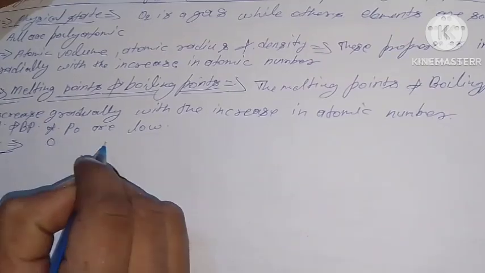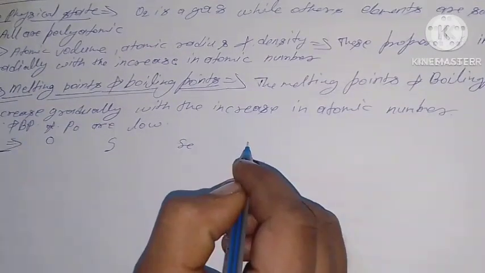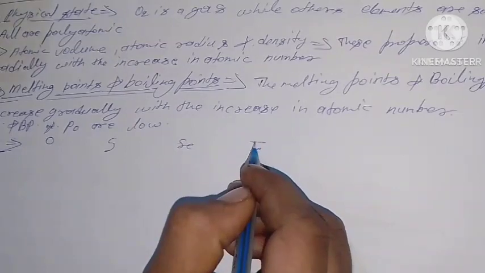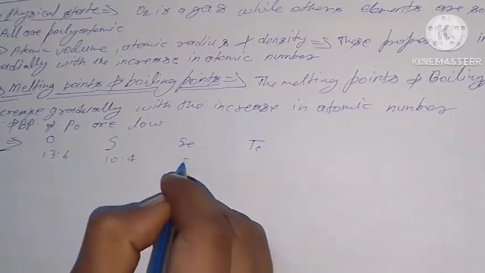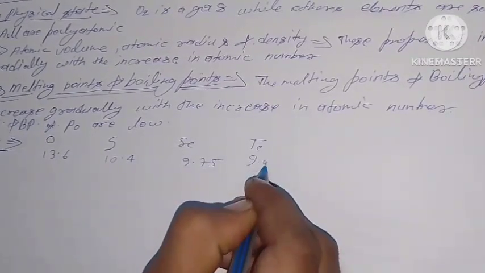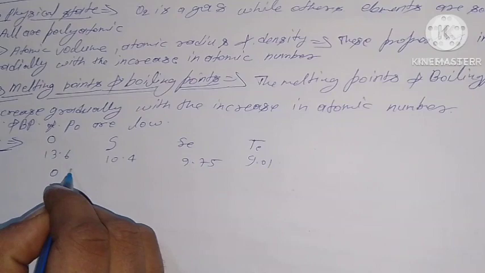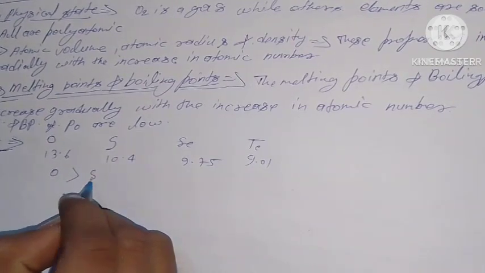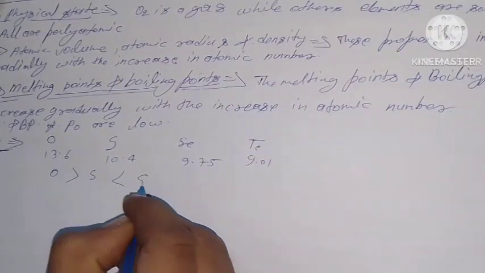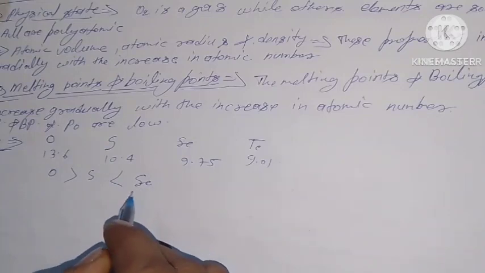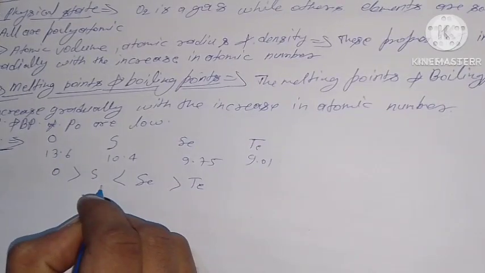Ionization potential. Oxygen, sulfur, selenium, tellurium: 13.6, 10.4, 9.75, 9.01. That means the ionization potential of oxygen is greater than sulfur, that of sulfur is greater than selenium, and that of selenium is greater than tellurium.